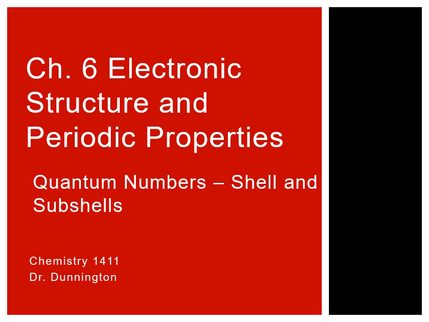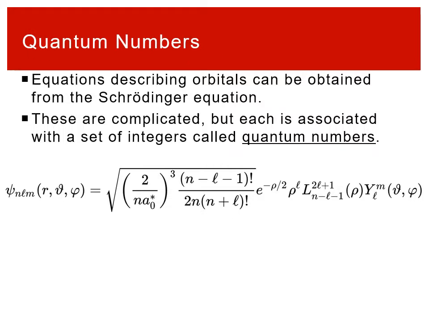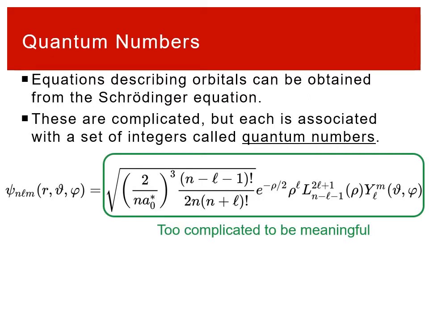Picking back up with Chapter 6, we're going to talk about what are called quantum numbers, and specifically we're going to look at those that describe what are called shells and subshells. All right, so we know that electrons are in orbitals, and if you really want to, you can solve what's called the Schrödinger equation, and you can obtain an equation that describes that orbital, and it is shown here at the bottom. This is ridiculously complicated, right?